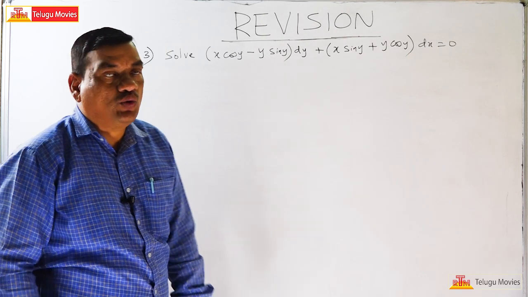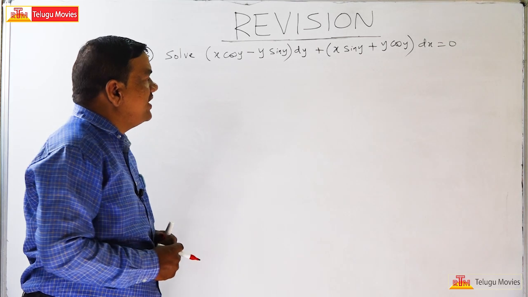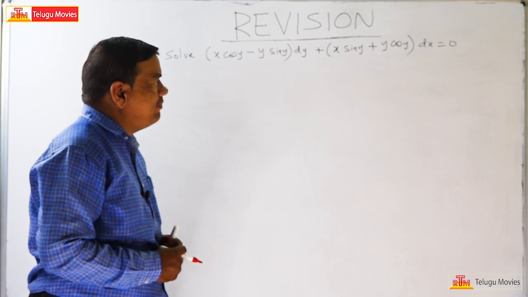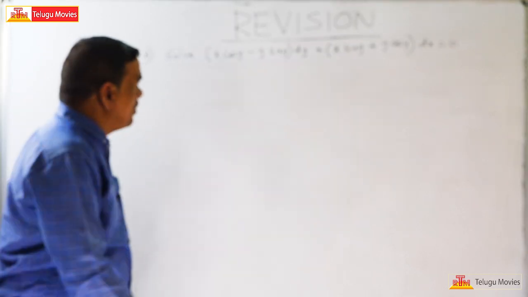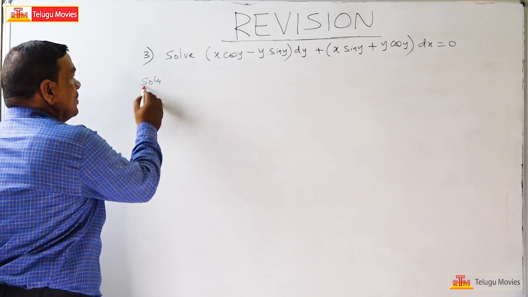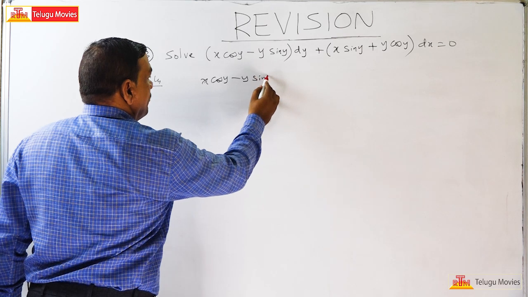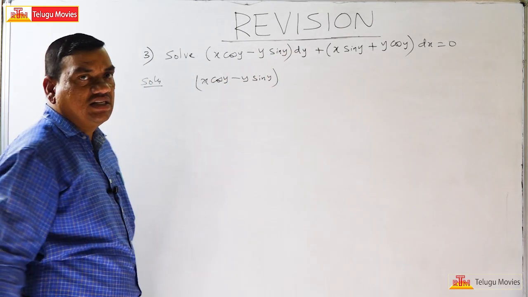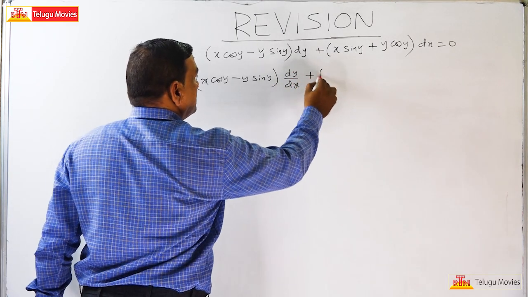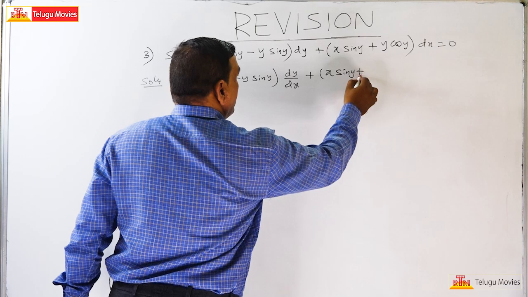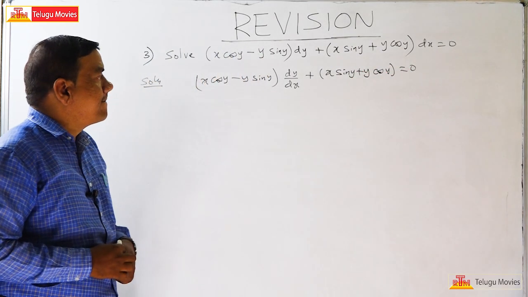Hi students, welcome to this problem. Solve (x cos y minus y sin y) dy plus (x sin y plus y cos y) dx is equal to 0. Then how to solve this problem? See here, first you write it down like this: x cos y minus y sin y into dy by dx, bringing dy by dx to this side, plus x sin y plus y cos y is equal to 0. Okay now.